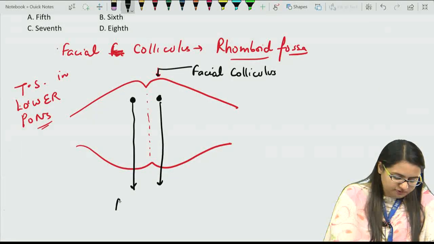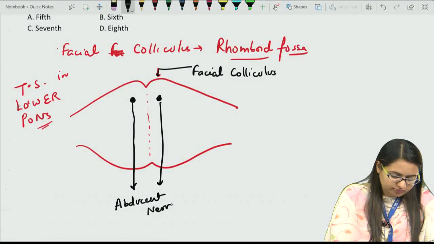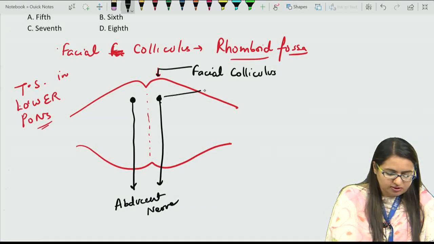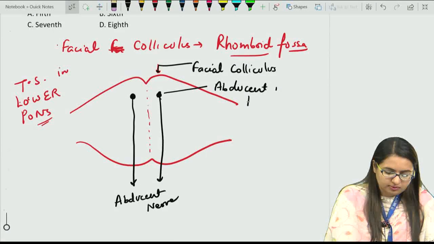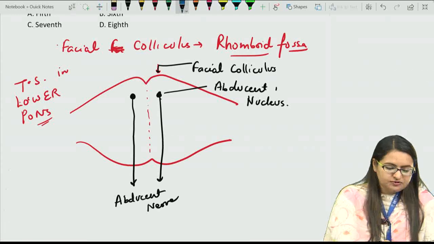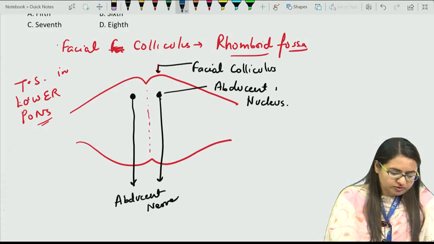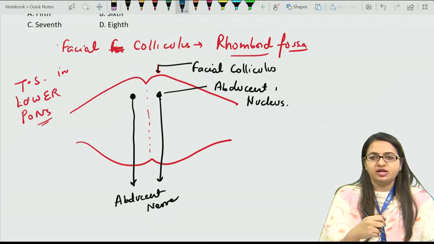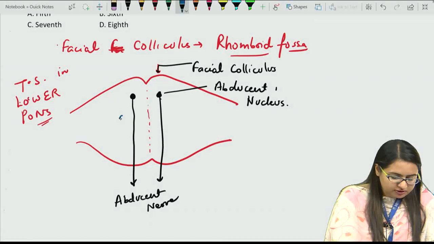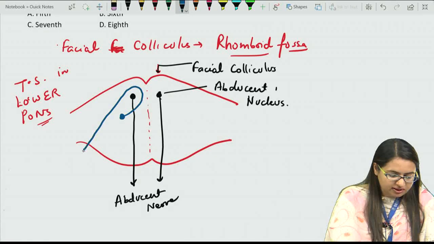This is the abducent nerve, and this nucleus which is present over here is the abducent nucleus. Now this facial colliculus which is formed over here is actually due to the turning fibers of the facial nerve. The facial nucleus is present like this, and the fibers as they emerge take a turn and then they exit.